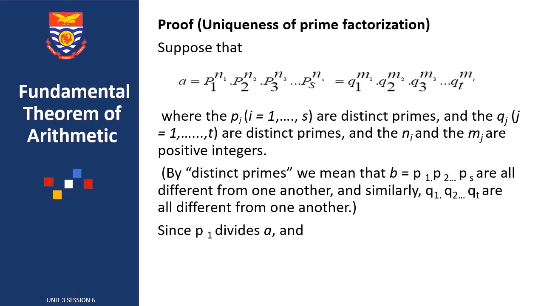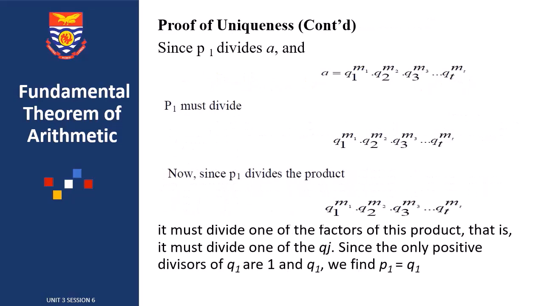Since P1 divides A, and let's see the next slide. Since P1 divides A, and A equals this, then we can say that P1 must divide this product. Now, since P1 divides the product, it must divide one of the factors of this product. That is, it must divide one of the Qj. Since the only positive divisors of Qj are 1 and Qj, we find that P1 equals Q1. So let's continue on the proof.